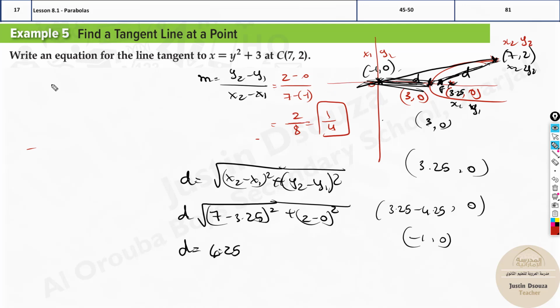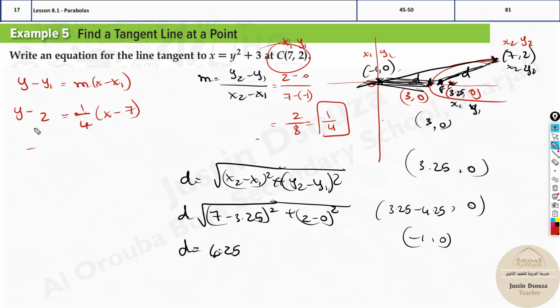Now we have the 2 points and we have the slope. How do we write the equation? That is from this formula: y minus y1 equals m into x minus x1. I hope you remember these formulas. Now just substitute. Here, don't substitute the other point. Generally, we take the given point, so this is x1, y1. So y minus 2 equals m, which is 1/4 or 0.25, into x minus 7. Now once we have so much, simplify as much as you can.